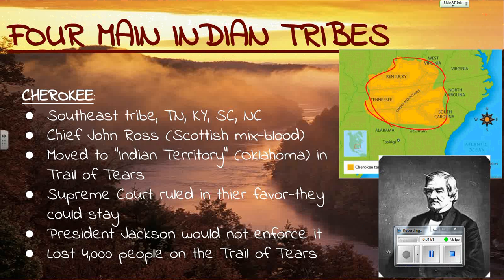Now, their chief at the time of this major event was actually a Scottish mixed blood. So he was part Indian and part Scottish. So his name was Chief John Ross. Remember that the Indian tribes on the East Coast had already been with white people for a while, so they are more used to white ways, have white names, things like that.